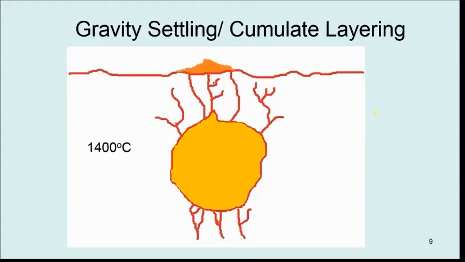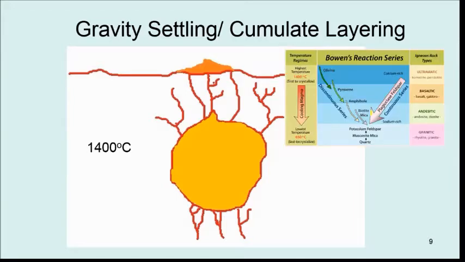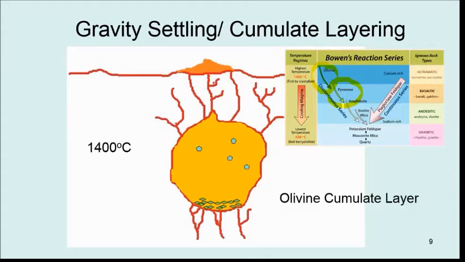Okay, let's apply that Bowen's reaction series to the cumulate layering and go through it again. There's our Bowen's reaction series. According to that, the first crystals formed will be olivine. So here's our crystals of olivine, around about 1400 degrees. There they form like that. Now, according to Bowen's reaction series, the next one will be pyroxene. So pyroxene is forming, and eventually they're dense enough to fall out of circulation to form a pyroxene cumulate layer as well.